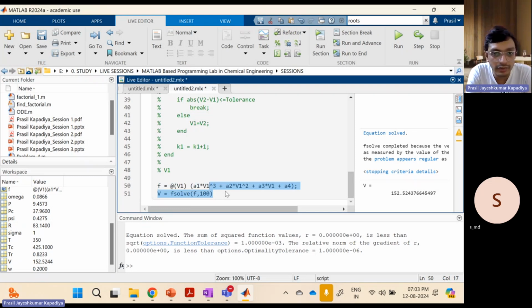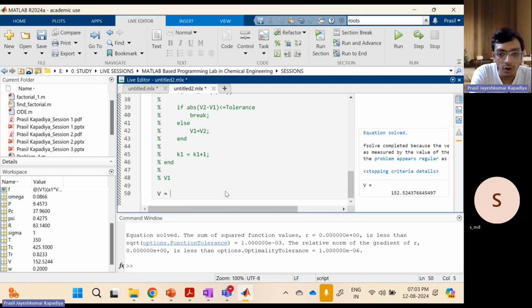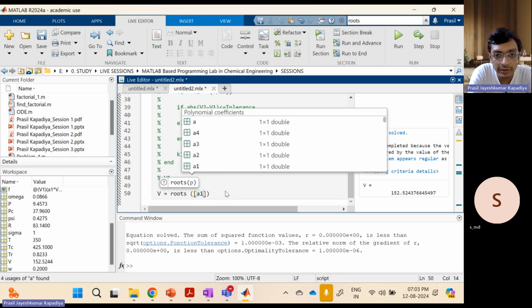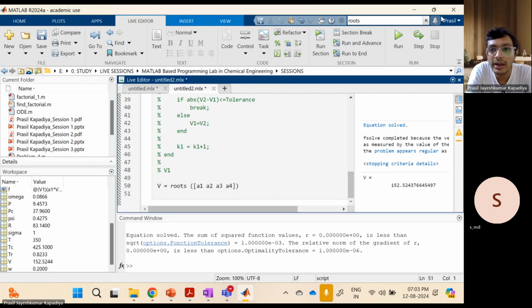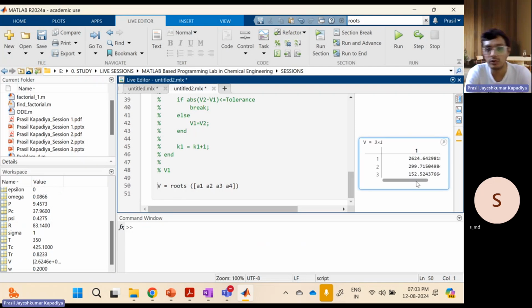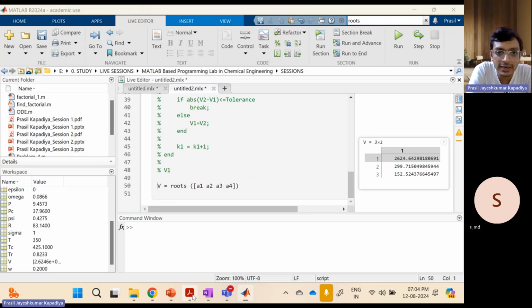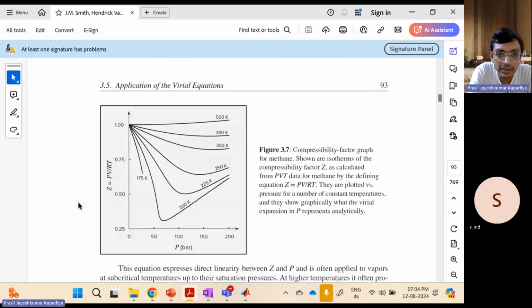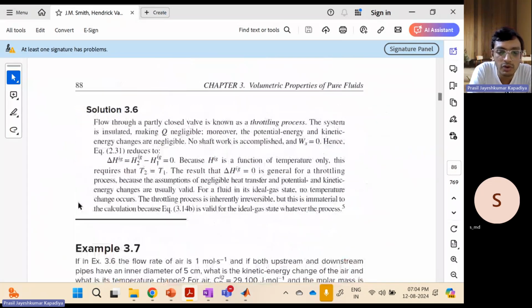So for roots, what do we need? We just need to write coefficients, right? So I will write v is equal to roots of a1, a2, a3, and a4. And let me run this. Okay, so we should get three roots and we are getting three roots. This middle root is called the insignificant root, that is not significant. One is the vapor root, one is the liquid root.